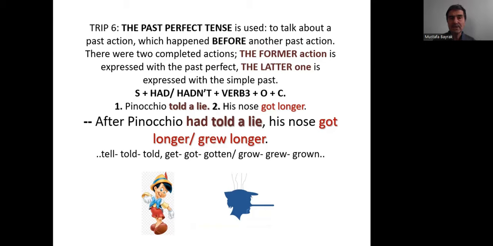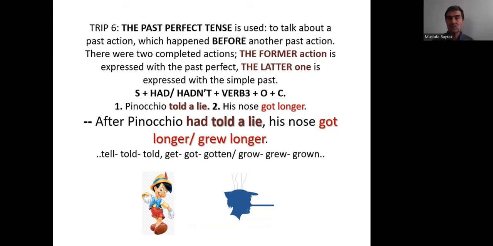So the structure is this. After the subject, had or hadn't, and verb 3 is important. Verb 3, and then, of course, object or complement. Now, first of all, the former action: Pinocchio told a lie. And the latter action is this: his nose got longer.